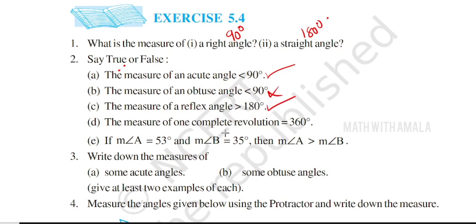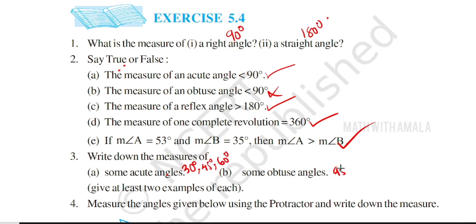Say true or false. The measure of an acute angle is less than 90 degree. That is true. The measure of an obtuse angle is less than 90 degree. It is false. The measure of a reflex angle is greater than 180 degree, it is true. The measure of one complete revolution is 360 degree. It is true. And measure of angle A is equal to 53, measure of angle B equal to 35. Then measure of angle A is greater than measure of angle B, that is true.